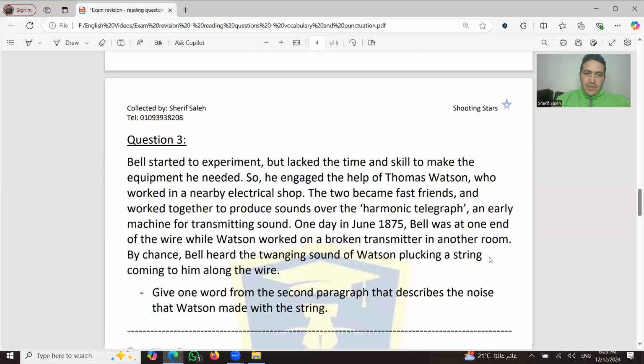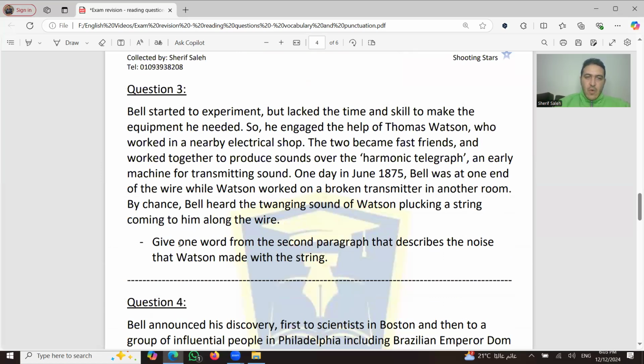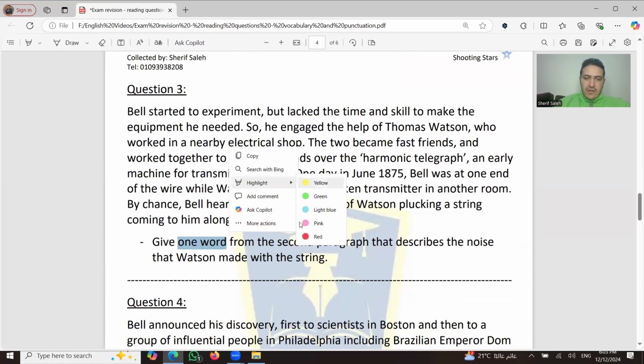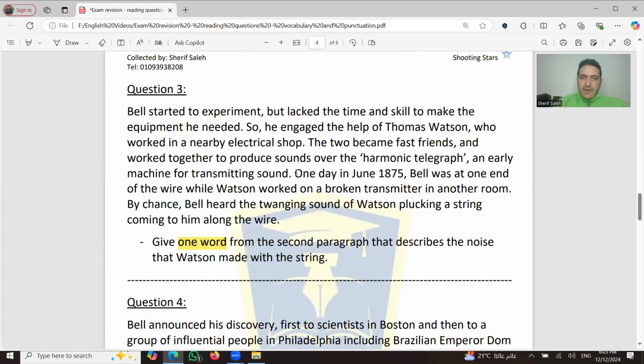The next question is also asking about one word, so give one word. Again, that's what we should find from the second paragraph. Here's the second paragraph, I already copied it. That describes the noise. Yeah, this is very important. It's very important to highlight or underline the keywords in a question. So it describes the noise that Watson made with the string.